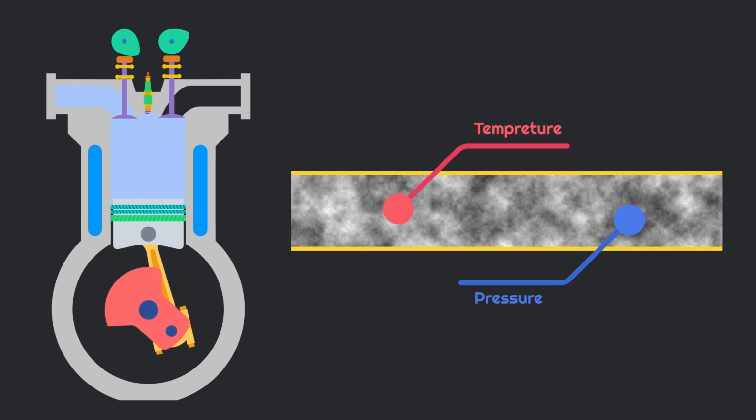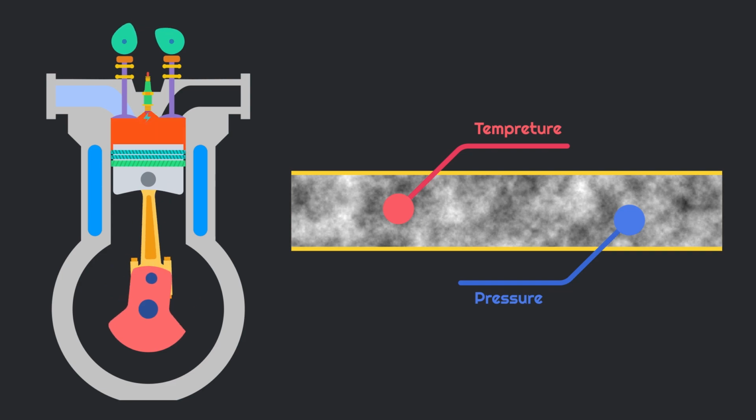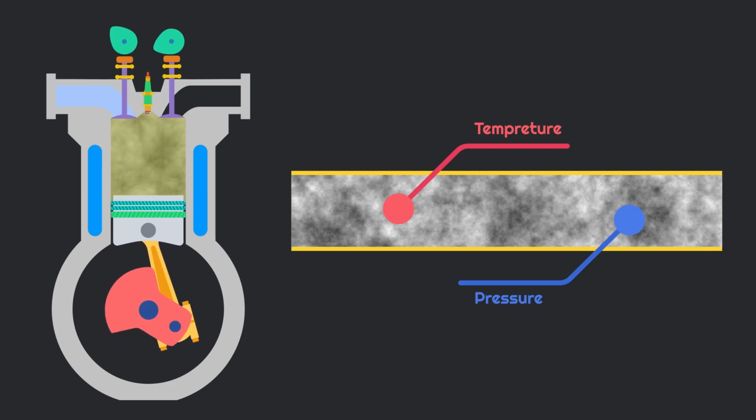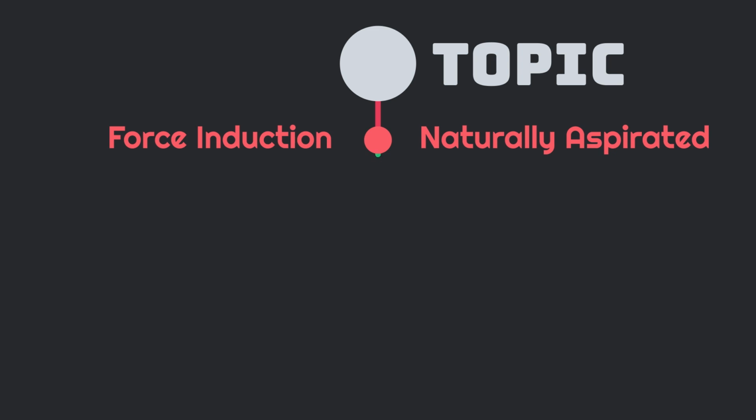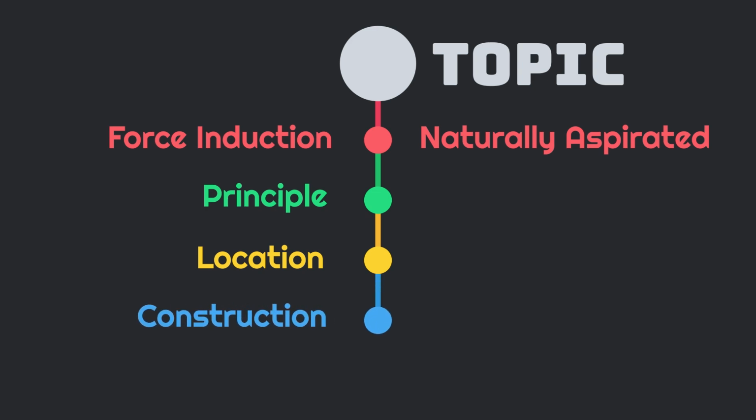Turbocharger reclaims this energy and sends it back to the engine, which results in increased efficiency and power delivery of the same engine. Today, we discuss naturally aspirated and forced induction engines, working principle of turbocharger, location and schematics of turbocharger, construction of turbocharger, and at last, working of turbocharger.